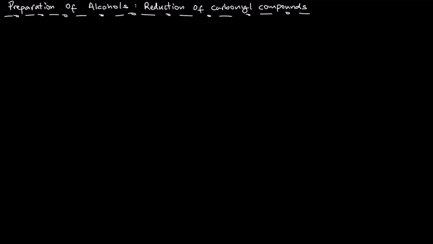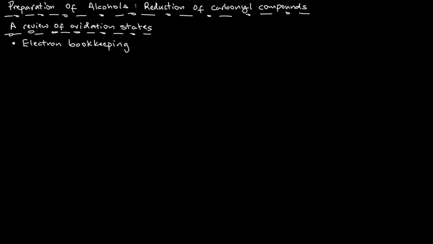You can also prepare alcohols via reduction of carbonyl compounds. But before we go into this particular reaction, we have to properly understand oxidation and reduction. And to do that, we need to review oxidation states. So oxidation states is actually another way to do what we call electron bookkeeping. In this system of electron bookkeeping, all bonds within a molecule are treated as purely ionic.